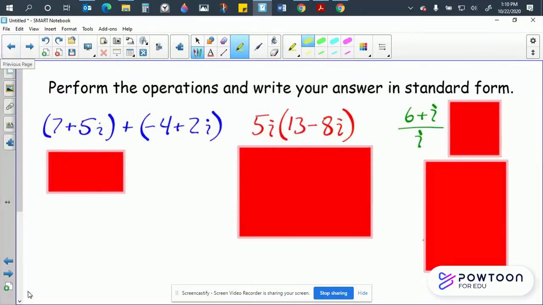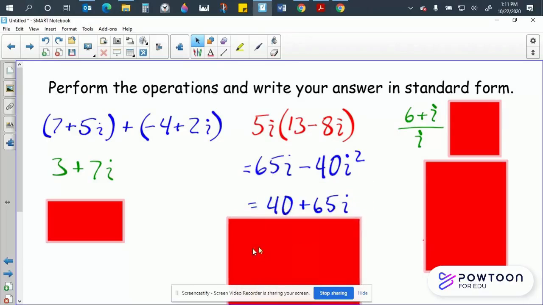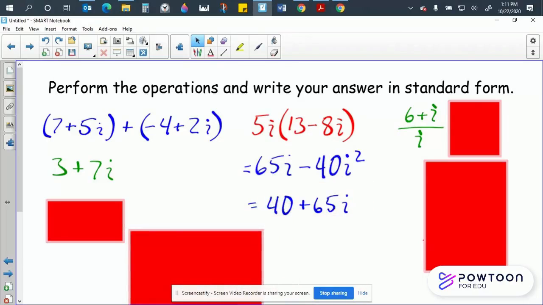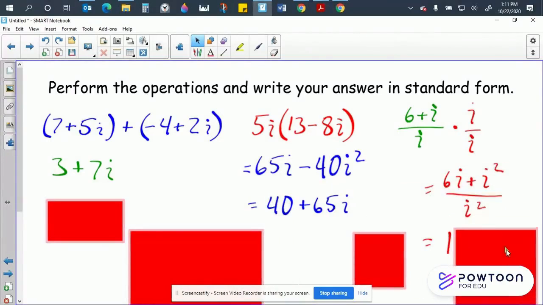And for this problem, get 3 plus 7i. Now with this one, we have to multiply by i over i to get rid of the fraction.